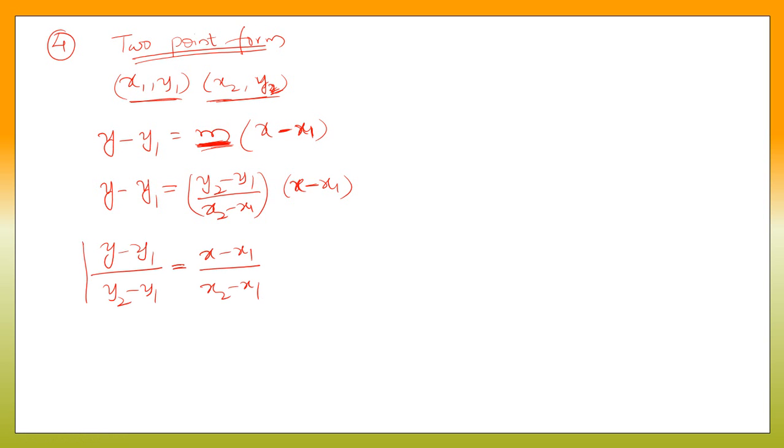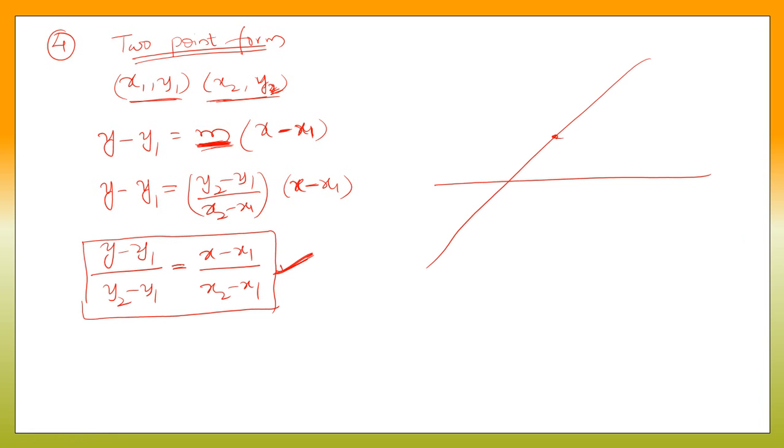So you can observe the symmetry here, right? y minus y1 by y2 minus y1 is equal to x minus x1 by x2 minus x1. This particular form is nothing but what we call the two-point form. So how will the figure be?